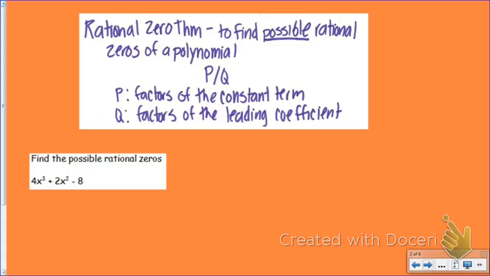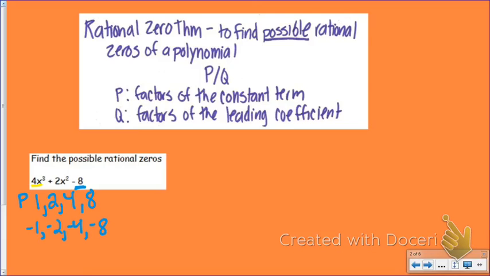So the first thing we need to find is P. And P are the factors of the constant term. So those are going to be the factors of 8. So numbers that multiply to 8, some factors, I've got 1, 2, 4, and 8. Those are all factors of 8. But other factors are also -1, -2, -4, and -8. So I can do positives or negatives always for both of these.